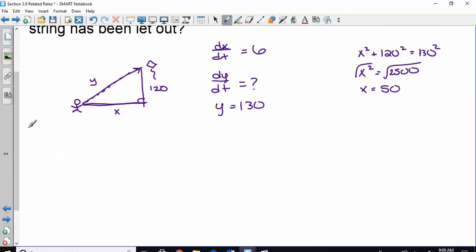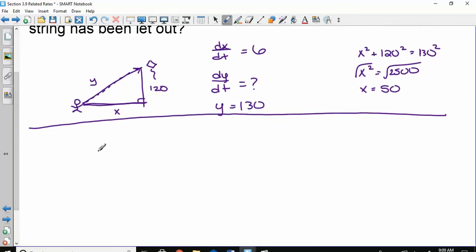So now we need to set up an equation that we can do the derivative of. When we have a triangle, we're kind of doing the same thing every time. Pythagorean theorem. So x squared plus 120 squared equals y squared. What's the derivative of x squared? 2x dx dt. What's the derivative of 120 squared? 0. It's constant, so we can just drop that. Derivative of y squared? 2y dy dt.